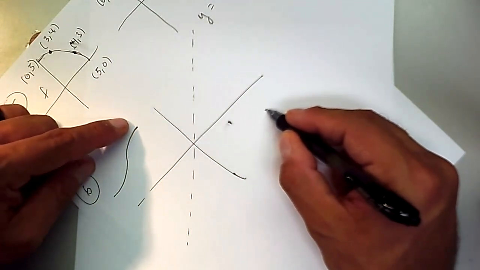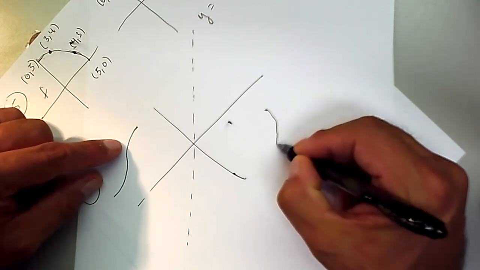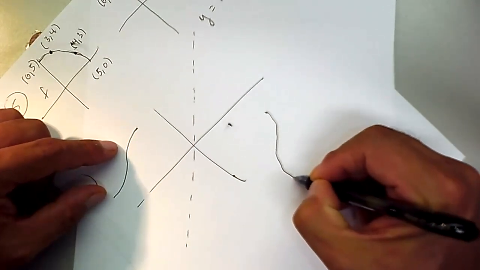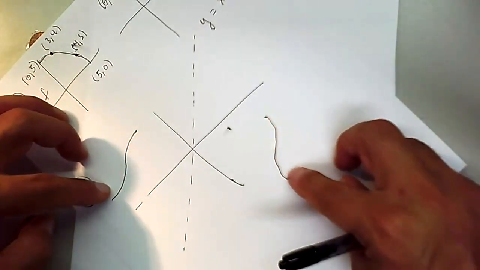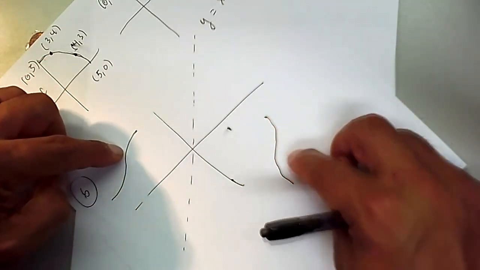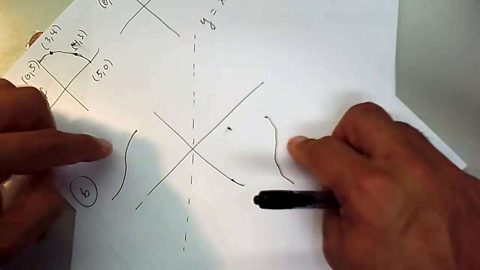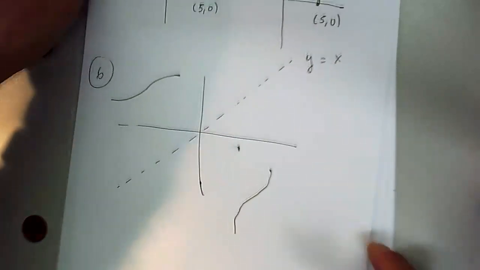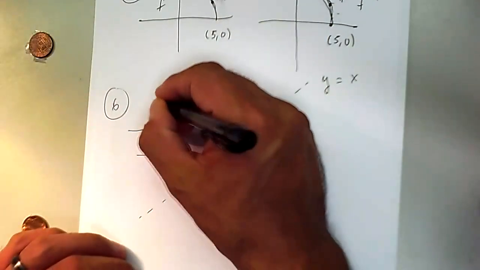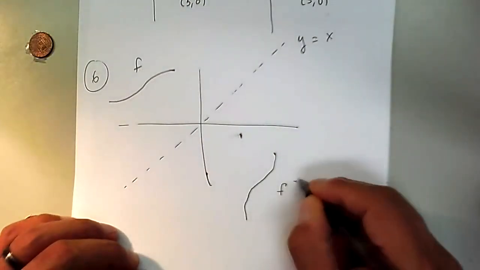So let's see. It curves this way and then this way. Yeah, that's not perfect, but it kind of does the job. So the inverse of this is that, and the inverse of this is that, and they have to be symmetric across this y equals x. So if this is a function, this is the inverse.